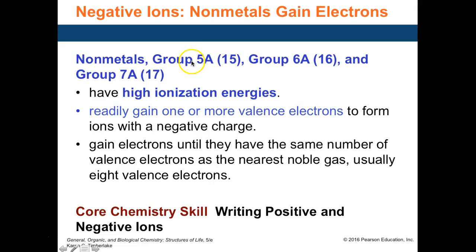And so all the group 5 nonmetal ions will have a 3 negative charge. Group 6, 6 minus 8, so they will have a 2 negative charge. And then group 7, 7 minus 8, so they'll have a 1 negative charge in their nonmetal ion.